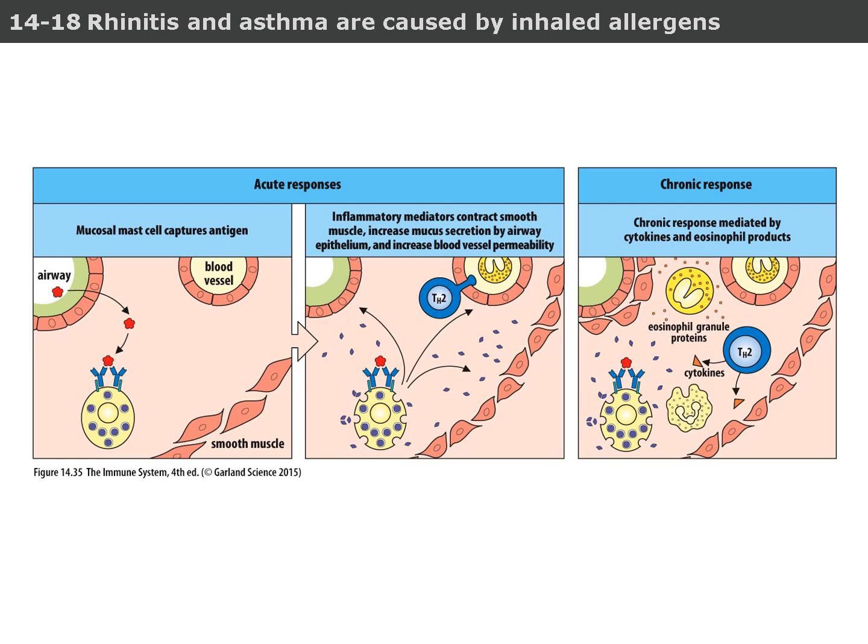Upon exposure to an inhaled allergen, mucosal mast cells in the airway rapidly capture the antigen. In the acute phase, inflammatory mediators are released, leading to contraction of the airway smooth muscle, increased mucus secretion by the airway epithelium, and heightened blood vessel permeability. These changes contribute to immediate symptoms such as airway constriction and mucus accumulation. In the chronic phase, continued inflammation is driven by the release of cytokines and eosinophil granule proteins. This ongoing response sustains tissue damage, airway remodeling, and persistent symptoms characteristic of chronic asthma.